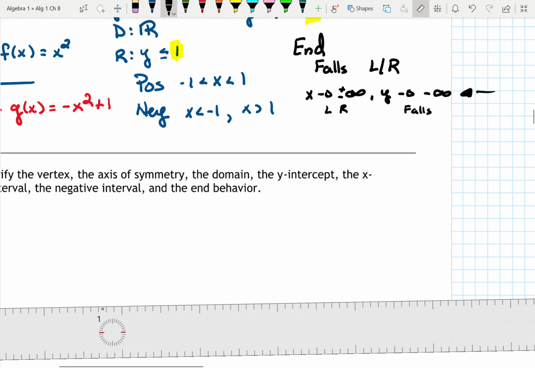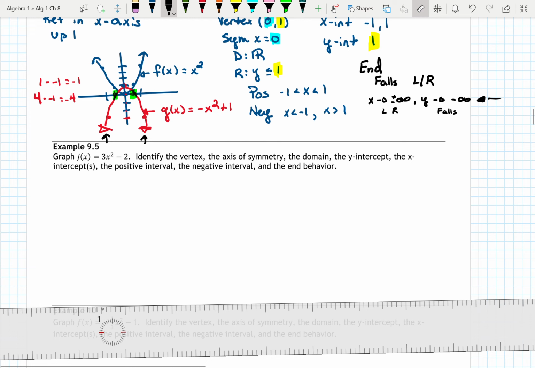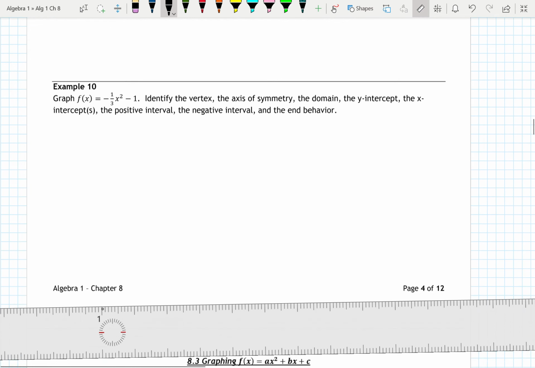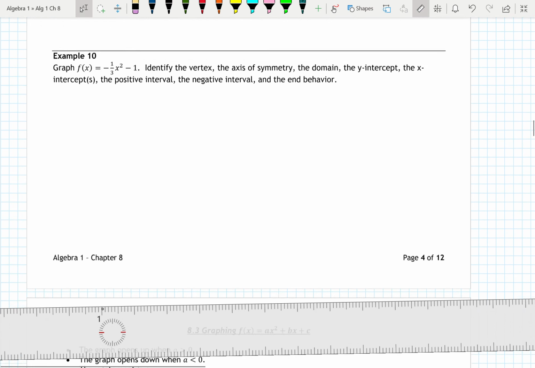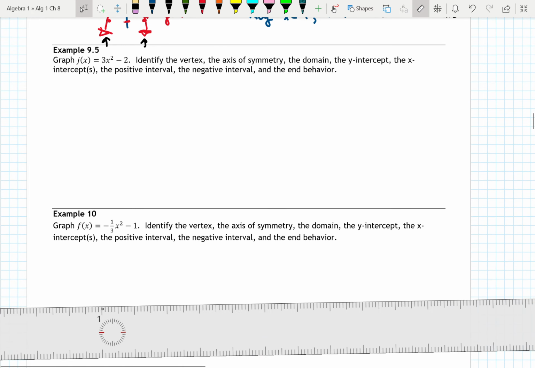What's our next problem look like? Let me see. Let's go ahead and skip 9.5. You guys can do that one on your own if you'd like. And then let me look at number 10.